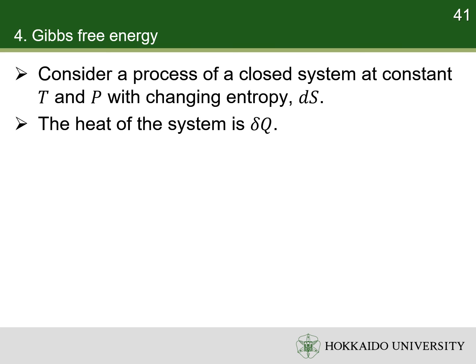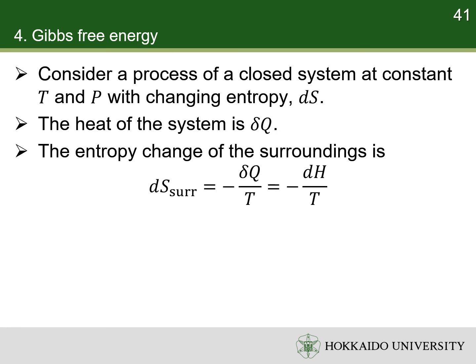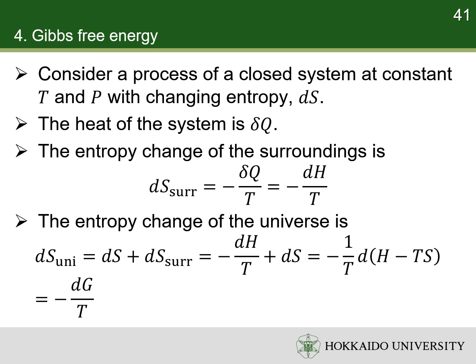On the other hand, the process of the surroundings is reversible. Thus, the entropy change of the surroundings is minus delta Q divided by T. Since the process is isobaric, the heat is equal to the enthalpy change. The entropy change of the universe is the sum of the entropy changes of the system and the surroundings. It ends up with the Gibbs free energy change divided by temperature. Obviously, the sign of the entropy change of the universe is opposite to that of the Gibbs free energy change of the system.